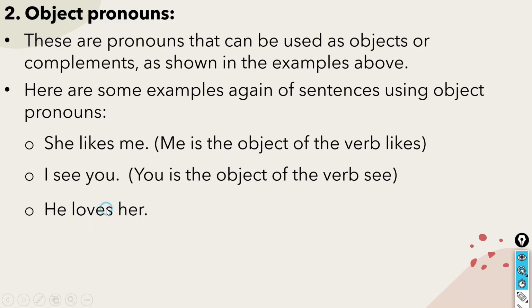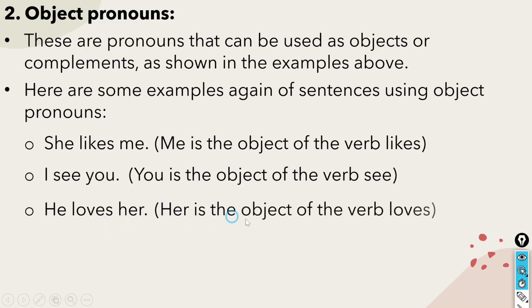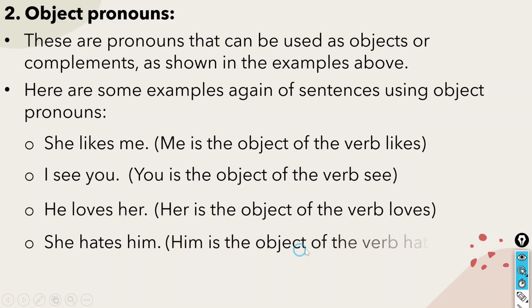Then "he loves her." So "her" is the receiver of what? Of the verb "love." Because of being the receiver of the verb, "her" becomes the objective pronoun, since it is the object of the verb "love." Then "she hates him." "Him" is the receiver of the word "hate," so it is the object in this case. Since it is the object, it becomes the object pronoun.